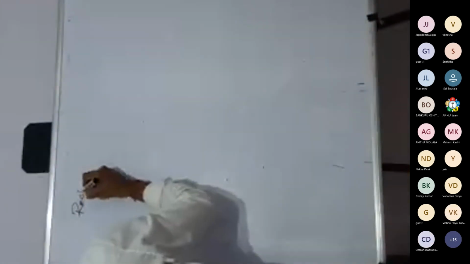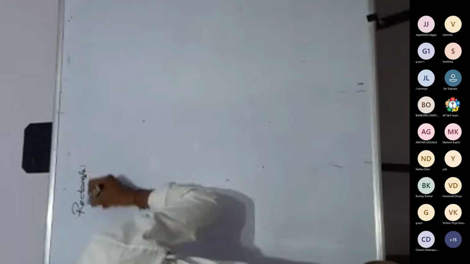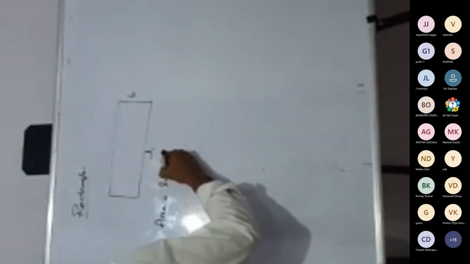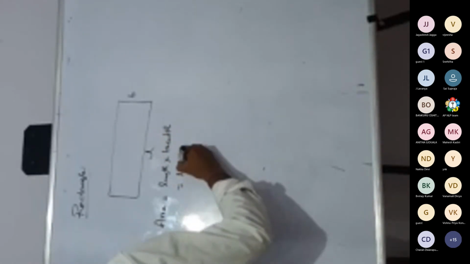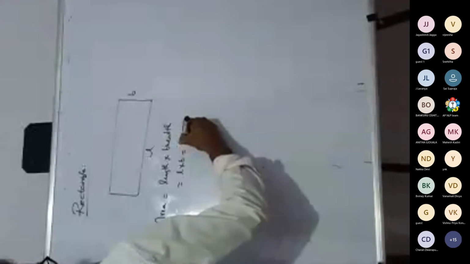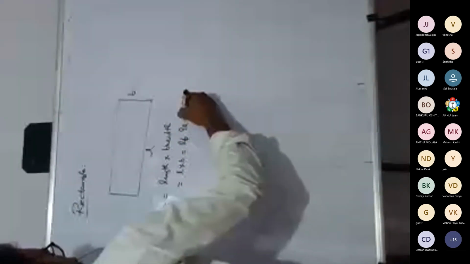So rhombus is clear. Next we'll discuss the rectangle. In a rectangle you have length and breadth, and opposite sides are equal. What is the area of the rectangle? Length into breadth, that is L into B. The answer is LB square units.